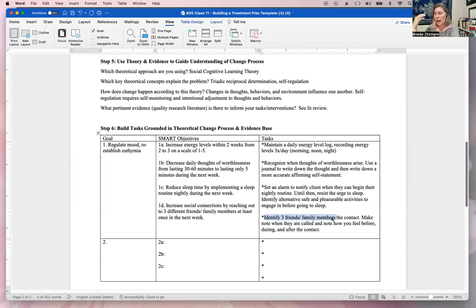Okay. The other thing that I want my client to do is not only to reach out to them, but I want them to begin becoming aware. I want them to notice what it feels like before, during, and after that contact. So anytime they reach out to their person, they can either scale their mood, or they can describe it a little bit.